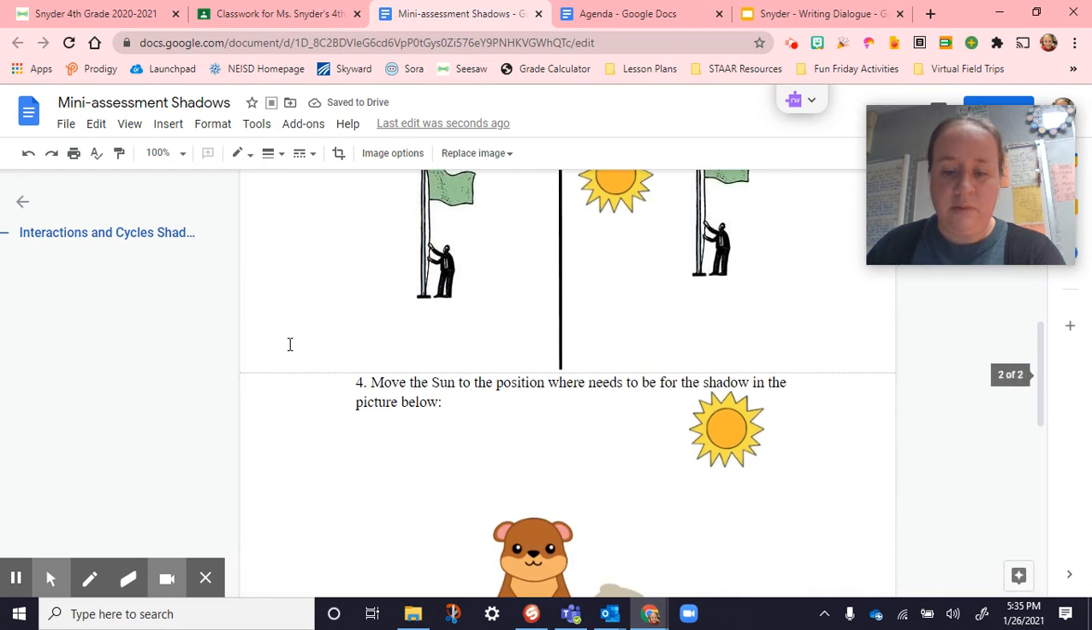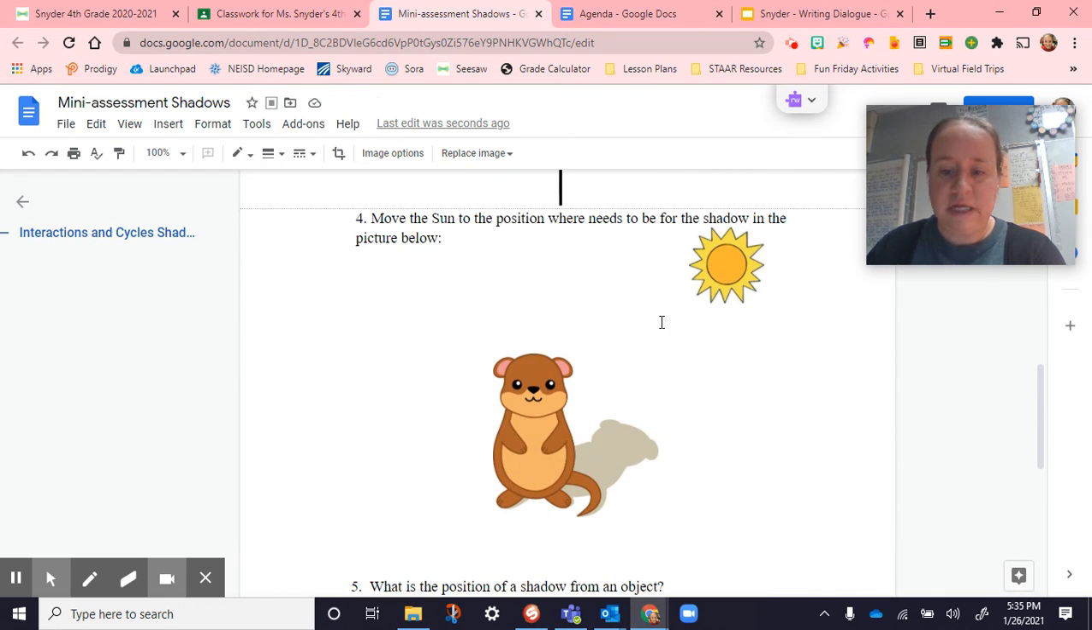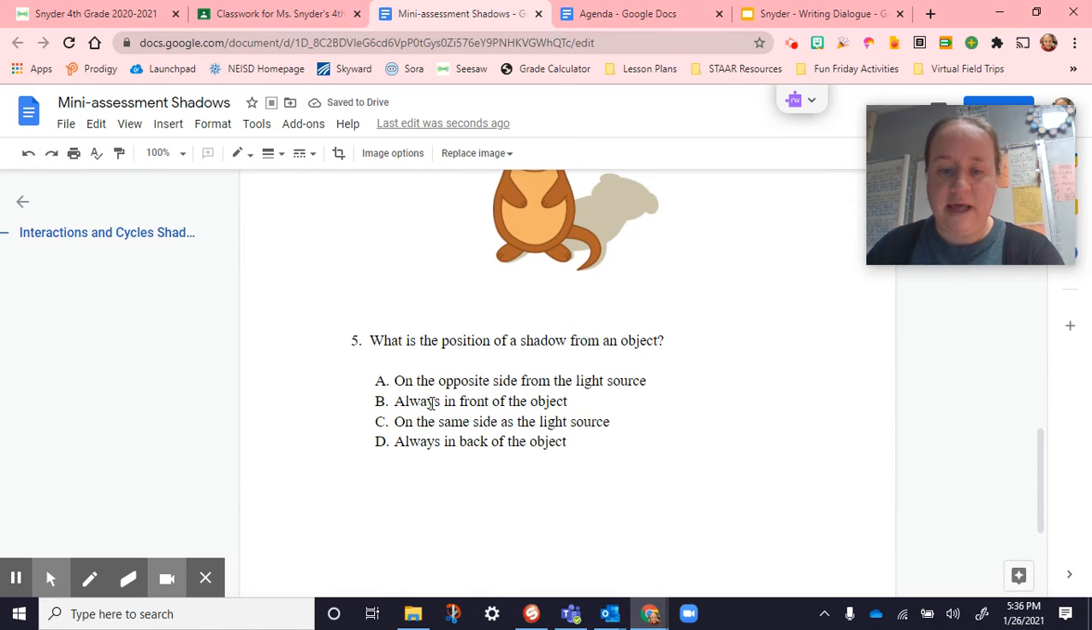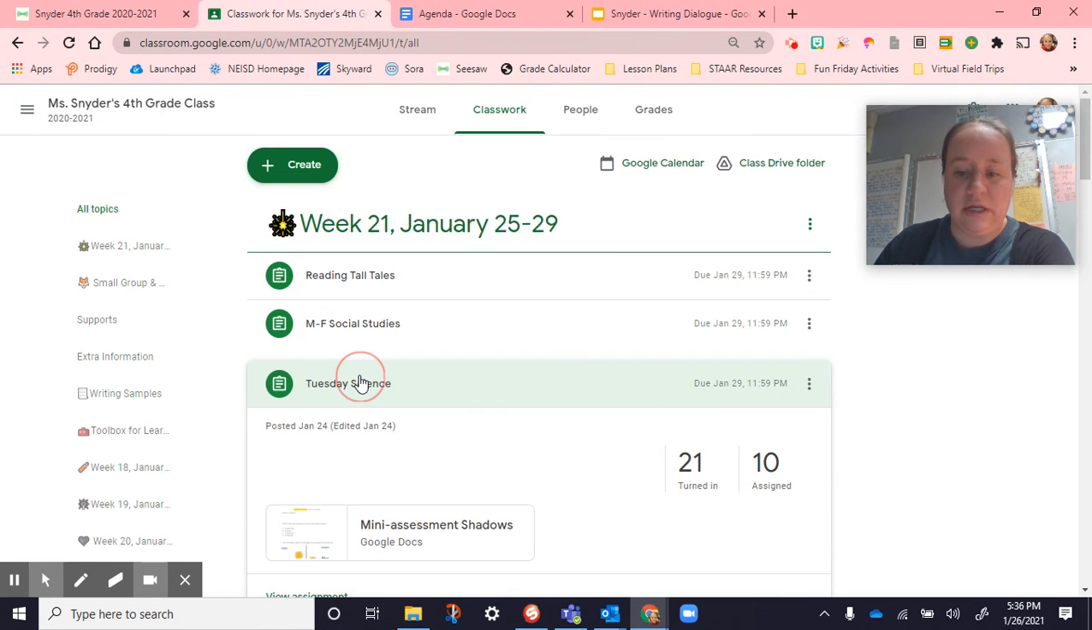And then number 4, this time you're dragging the sun. So the shadow's already there. You can click the sun and drag it to where the sun would need to be to create a shadow that looks like that. Then number 5, again, you're going to highlight what is the position of a shadow from an object. Is it on the opposite side? Is it always in the front of the object? Is it always on the same side as the light source? Or is it always in the back of the object? So once you answer those, you can X out and make sure that gets turned in.